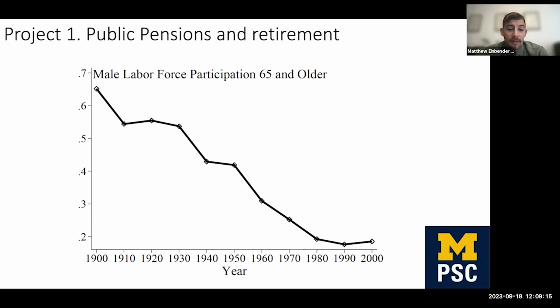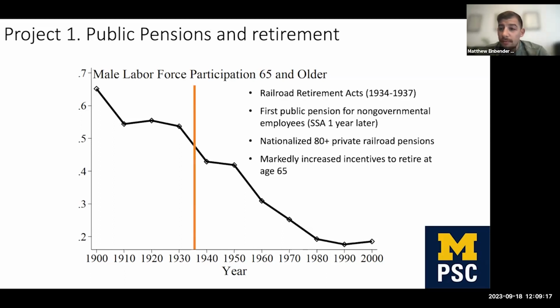This paper contributes to this by focusing on one particular reform, which created the first public pension for non-governmental employees in the United States. So I focus on the Railroad Retirement Act, which nationalized 80-plus private pension systems, unifying them all under a single plan. And the new pensions greatly increased the incentives to retire at age 65. So I focus on how these changes to pension incentives impacted retirement.